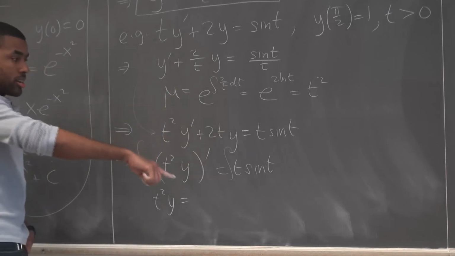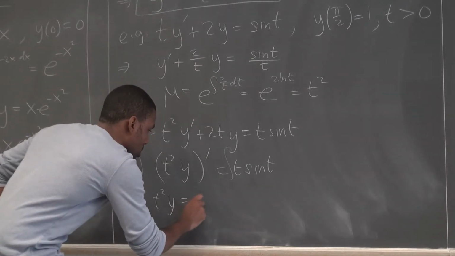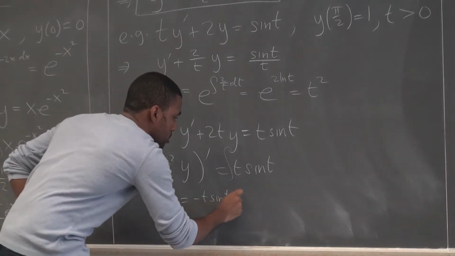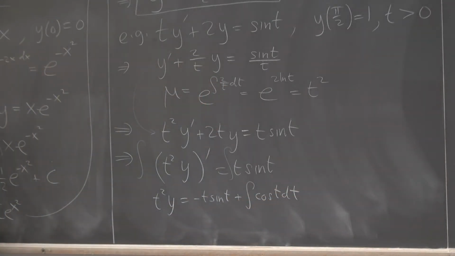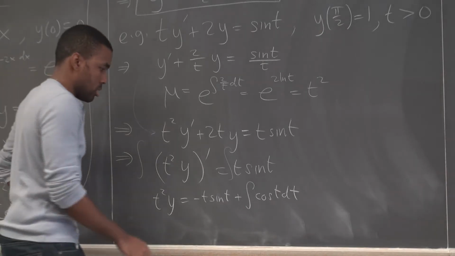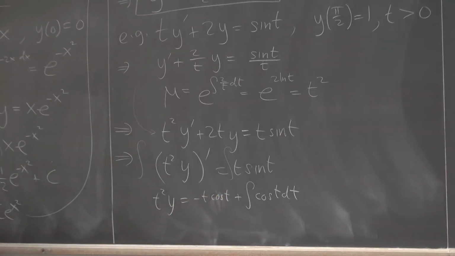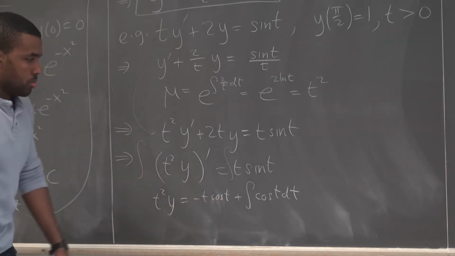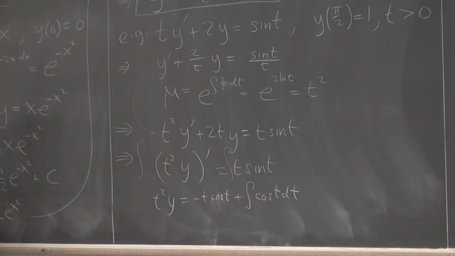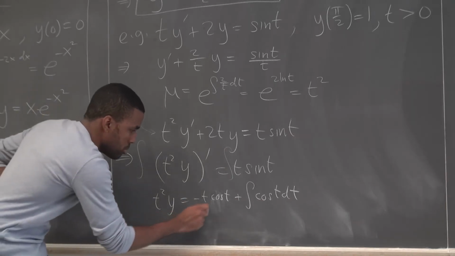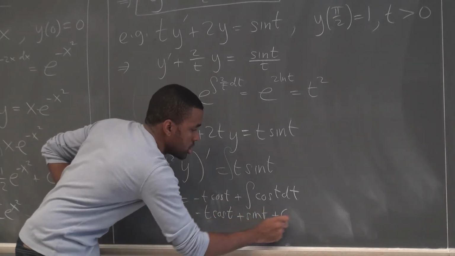So t would be the u. That's the guy you're going to differentiate. Sine t would be the guy you're going to integrate. So this would be minus t cosine t plus the integral of cosine t. Right? So it's u times v minus the integral of v times du. So that's our guy, and so this would be minus t cosine t plus sine t plus c.